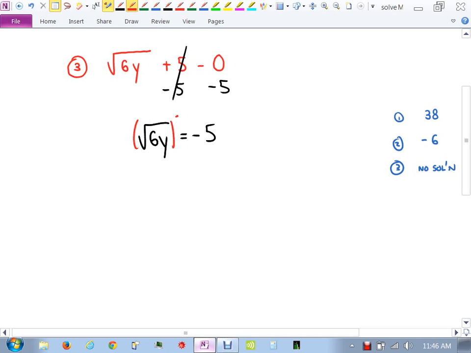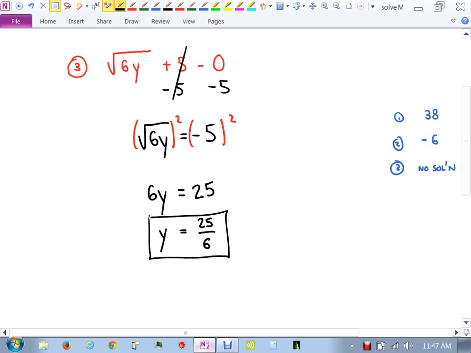Square both sides. Squaring the left side just gives me 6y. Be careful on the squaring of the right side. Doesn't matter if it's positive or negative. When you square something, the answer is positive. So we should get 25 over here. And now to get y by itself, I'm going to divide by 6. And that number cannot be reduced, right? That's just a fraction. Okay, so far this is what I think the answer is.